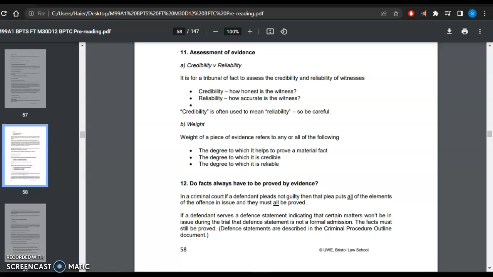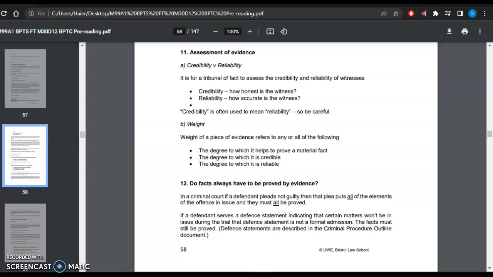Then comes the assessment of evidence. It has two grounds: credibility and reliability, and second is weightage. The tribunal of fact shall assess the credibility and reliability of witnesses. Credibility means how honest a witness is. Like, could the witness be trusted in the court of law?